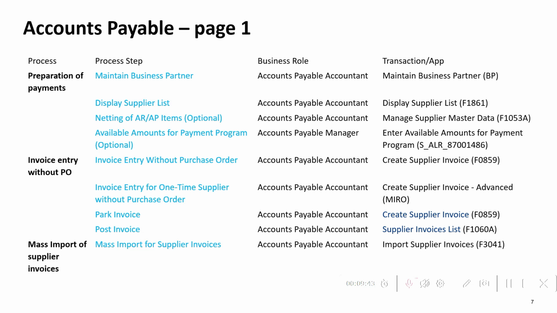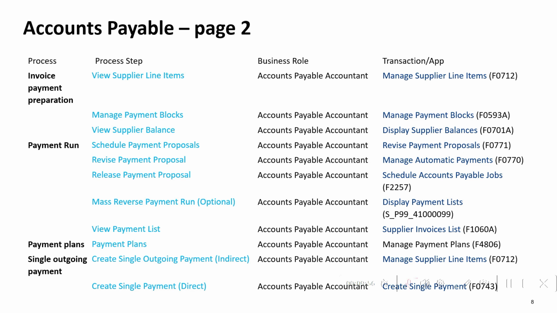So park invoices and post invoices, mass import of supplier invoice. If we want to load multiple invoices, we can prepare them in an Excel sheet and load them. Invoice payment preparations. Payment preparations we need to make, right? View supplier line items, manage payment blocks, view supplier balance. So payment run, schedule payment proposals, revise payment proposal, release payment proposal, mass reverse payment run, view payment list. So these are all the steps.